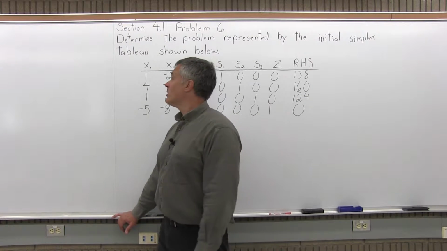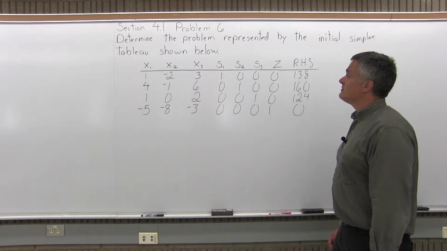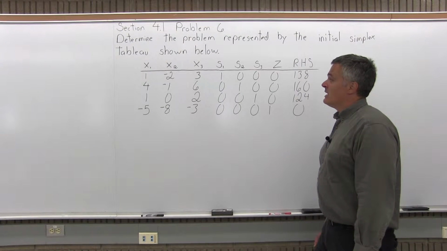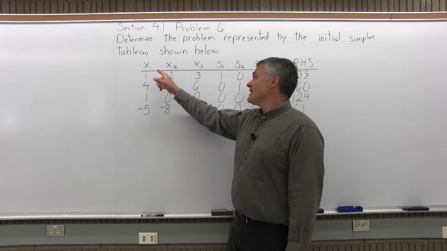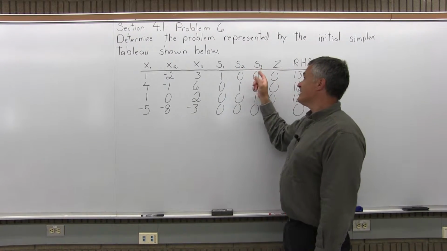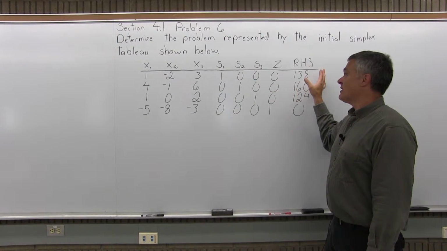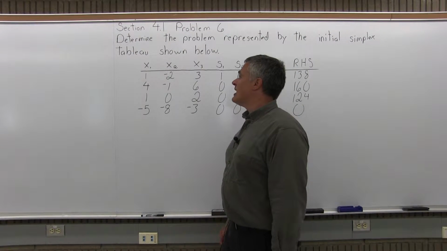This is Section 4.1, Problem 6. It says, determine the problem represented by the initial simplex tableau shown below. And we have a simplex tableau. It has the following columns: x1, x2, x3, S1, S2, S3, Z, and then RHS, which again is for right-hand side. And then this simplex tableau has 4 rows.